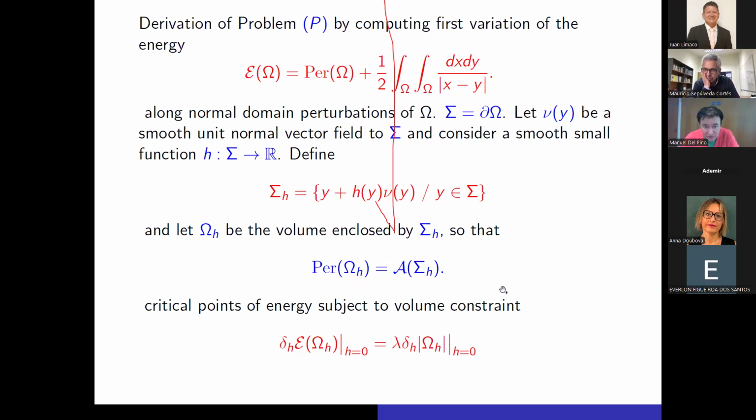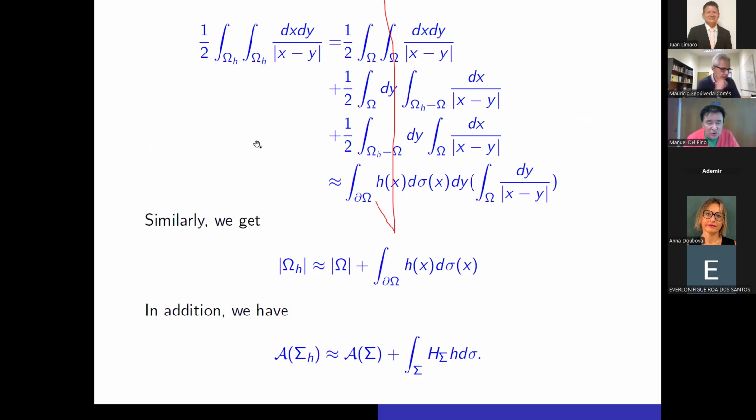If you do this computation, you realize that the following happens. First, the first variation of the Coulombian term becomes this, yeah? And this is also well known, actually. The area or perimeter of the boundary, the area of sigma h, is the area of sigma, the limiting thing, plus this quantity here that involves mean curvature.